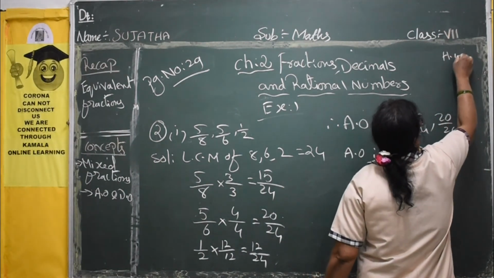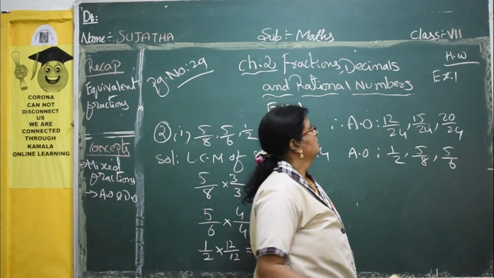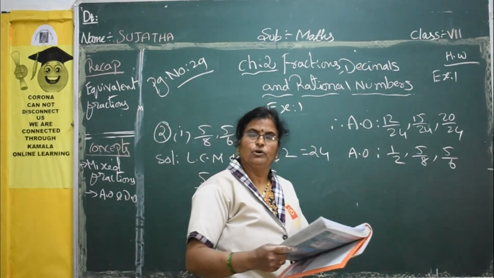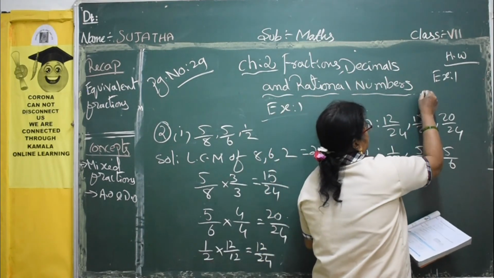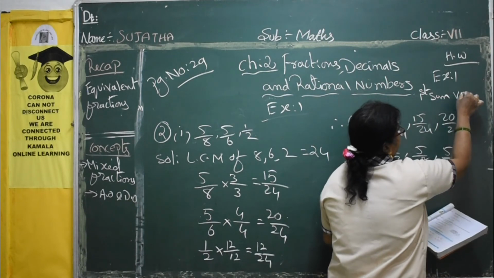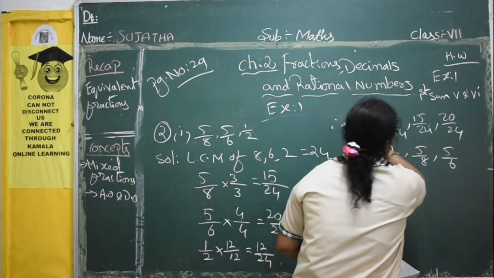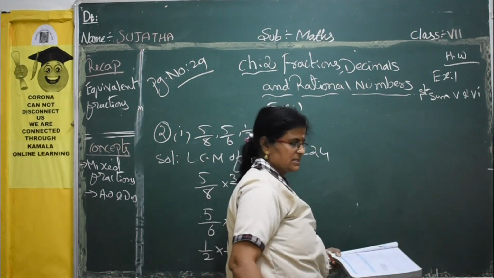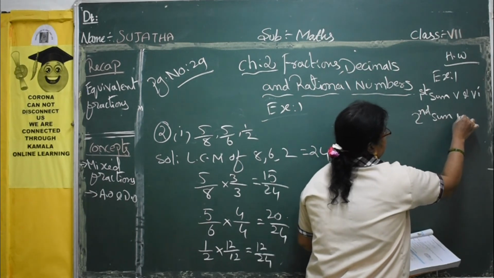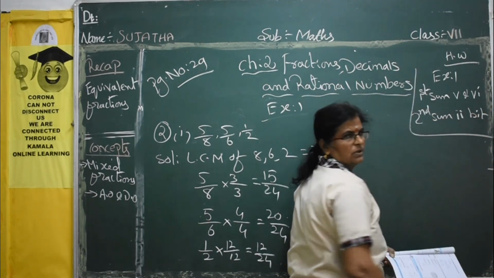Now homework. Okay, now note down the homework. Exercise 1. Already in the first sum 4 bits I explained. Remaining 2 bits: first sum 5th and 6th bits. Again second sum second bit. This is your homework.